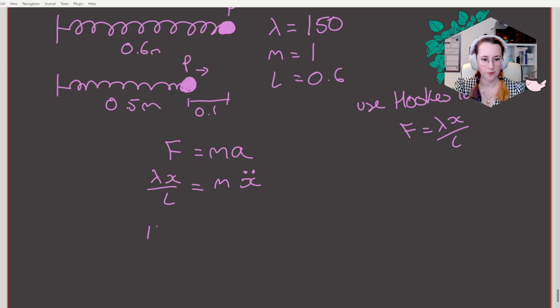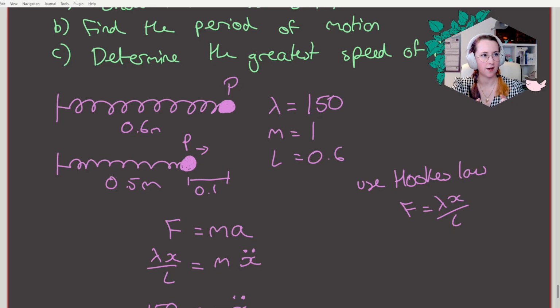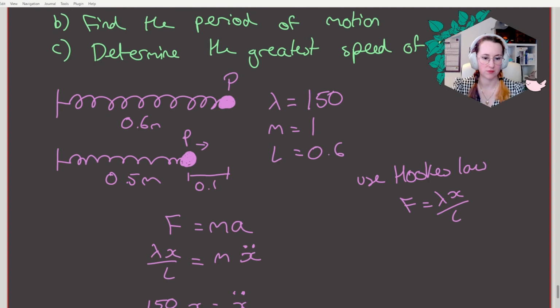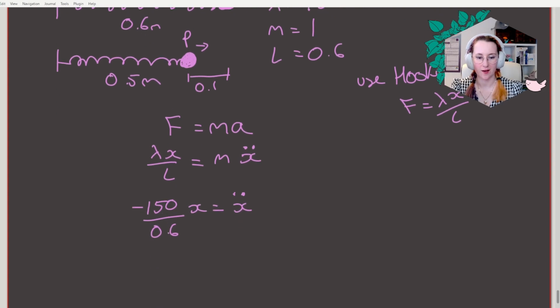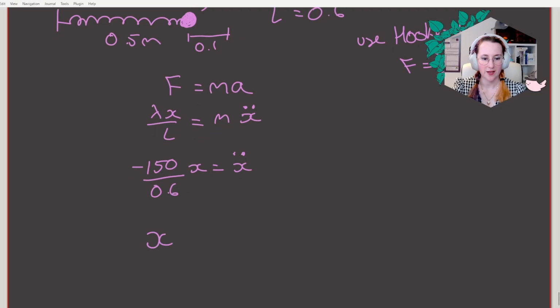Let's plug in some values. So we end up with 150 over 0.6, x equals x double dot. So we can also say, because it's being compressed, I can just impose a positive or a negative on my force, because I can. So we can chuck that there. So we have x double dot is minus omega squared x, where omega squared is 150 divided by 0.6, so 250.